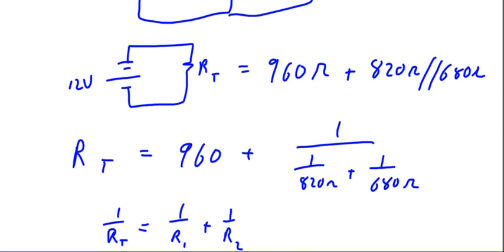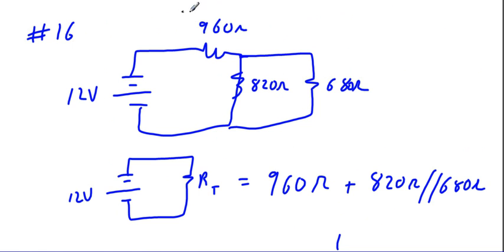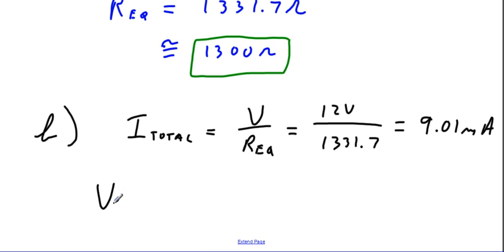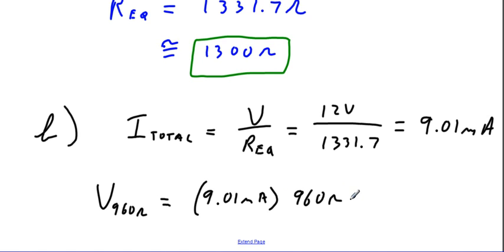Well, that 9.01 milliamps, all of it has to flow through the 960 ohm resistor. So the voltage across the 960 ohm resistor has to be 9.01 milliamps times 960 ohms, and that'd be 8.6 volts.